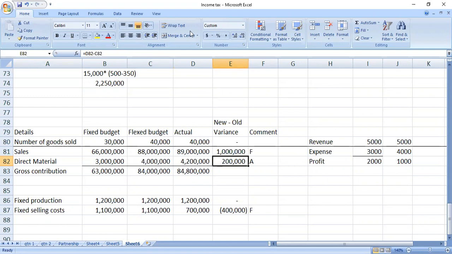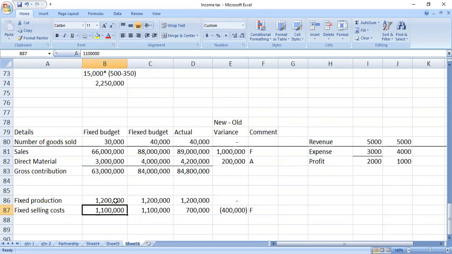Your question on fixed costs: must the flexed budget be the same as the fixed budget? Yes, like you're seeing here, fixed production was 1.2 and actual was 1.2. The flex must always be the same as the fixed budget, not the actual, but the fixed budget which you're flexing.